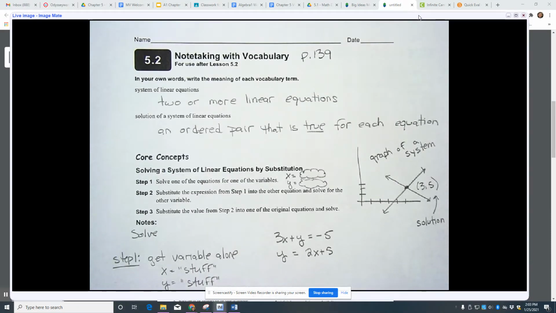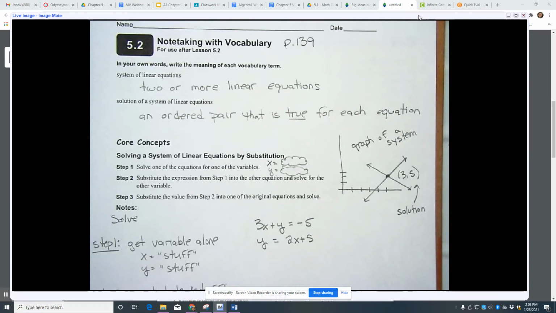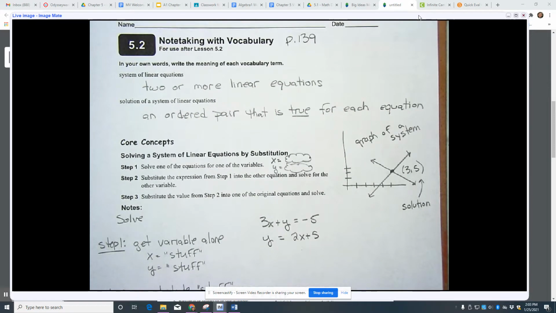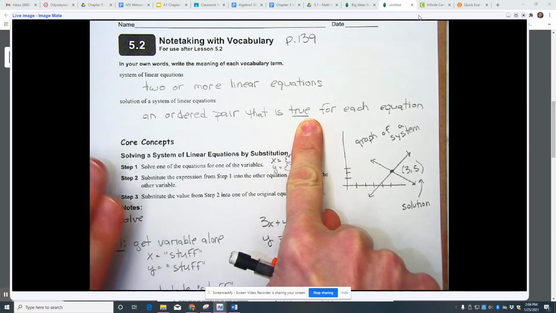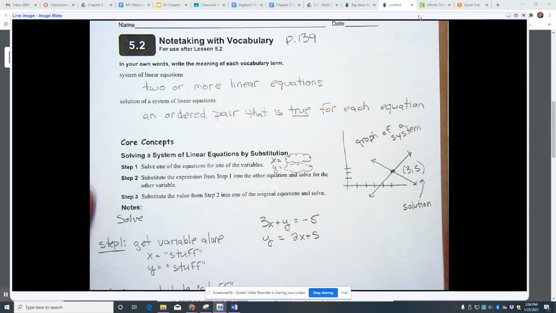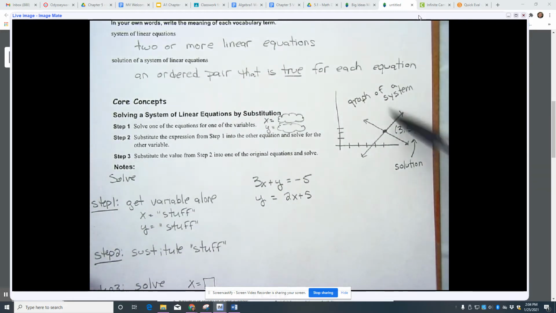So if you turn to 139, there's a little bit of vocabulary first, which I have already filled in, and you might want to pause the video and fill this in. But I will tell you, these same two vocabularies you had in 5.1, so hopefully you already know those. A system of linear equations is just two or more lines, and a solution of a linear equation is the coordinate point where the lines intersect. So an ordered pair that is true for each equation means the point is the same point as on both lines. So I think a picture explains that best.